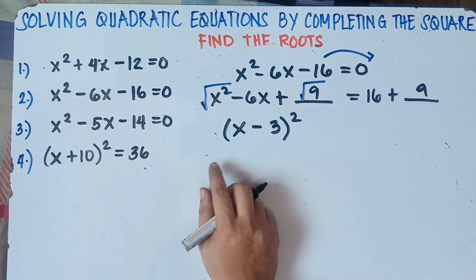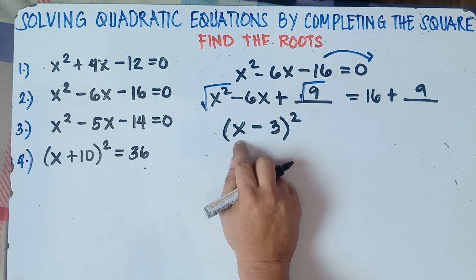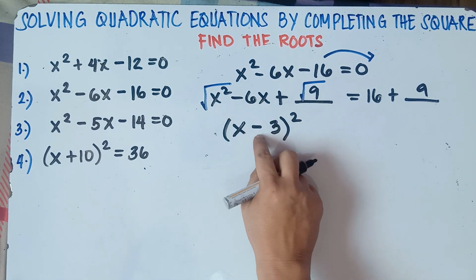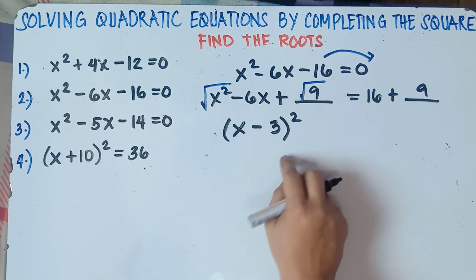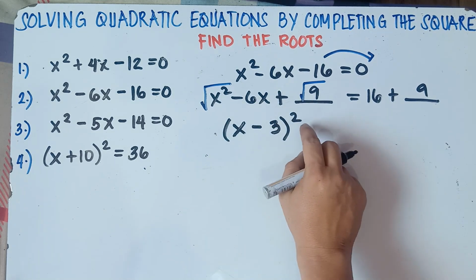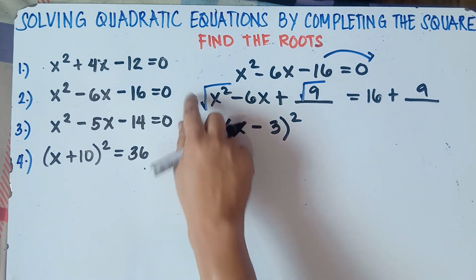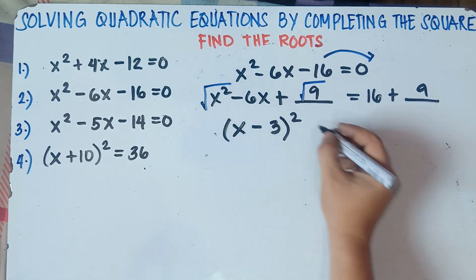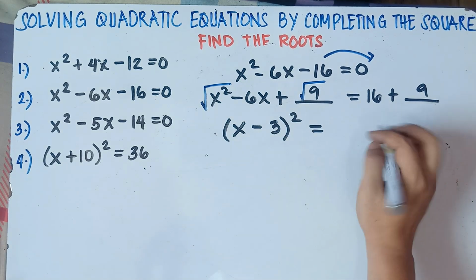So this is actually the same, class. Once again, get the square root of x squared, that's x. The square root of 9, that's 3. Copy the sign of the middle term, copy the minus sign. You put open and close parentheses, then squared. This is actually the same, class. Even if you use the FOIL method, you will get the same answer. Alright, then equals 16 plus 9, that's 25.